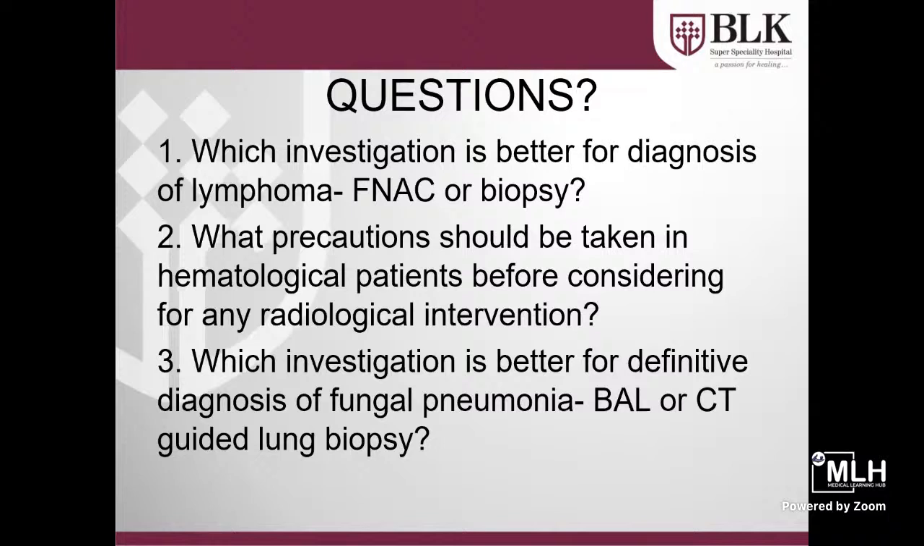The second question is, what precautions should be taken in hematological patients before considering any radiological interventions? This is again an important thing, because as I told you, most of our cancer patients are thrombocytopenic, that is with chemotherapy or even without chemotherapy, their platelets remain very low. Some of these patients do develop DIC, that is disseminated intravascular coagulation, in which they have an increased bleeding tendency due to coagulopathy, prolonged PT-APTT. In these patients who have coagulopathy or low platelets, the intervention sometimes becomes very difficult because of the risk of bleeding. So either you have to optimize the patient, give platelets and FFP as needed, and then do it, or sometimes you have to go away without doing any intervention.